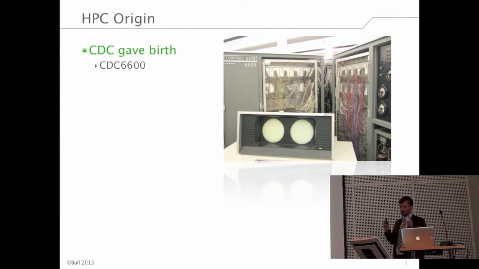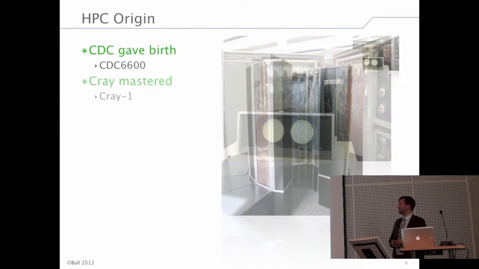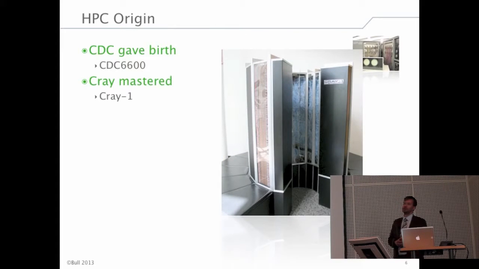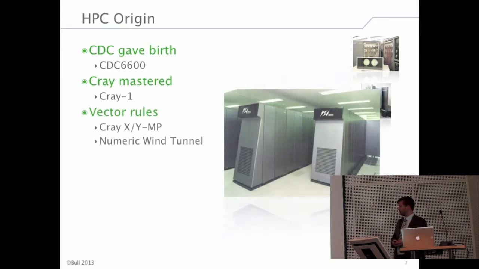The first supercomputer, or what you could call a supercomputer, is the CDC 6600. For its time, it was a very fast supercomputer, outperforming the current IBM of its age by a big factor. Cray took this on and developed the Cray 1, whose technology architecture led the next 10 or 15 years. Vector machines ruled through the 70s and the early 80s, let's say, and the Numerical Wind Tunnel was built in the early 90s, so it's not dead yet, let's say.